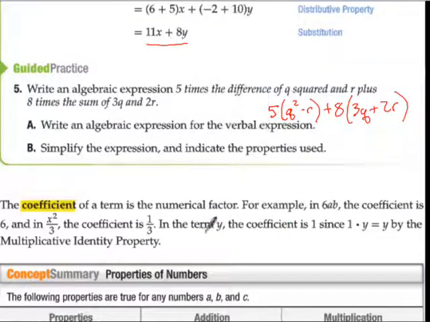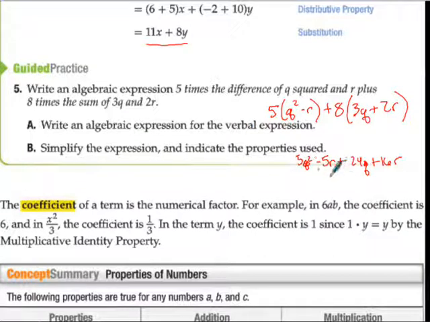Now, simplify that. And as you go, see if you can justify which properties to use. Go ahead and pause the video, try that problem, and then I will work the problem with you. Okay, so the first thing we did is I got 5q squared minus 5r, and that's the distributive property, plus distributive property for both of them, 24q plus 16r. Okay, so step one was that, and that's the distributive property.